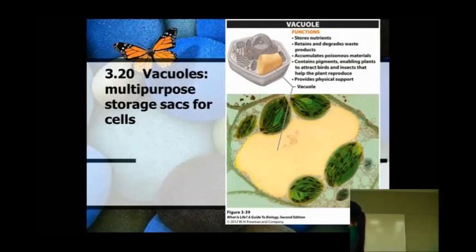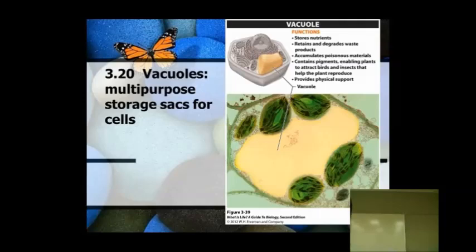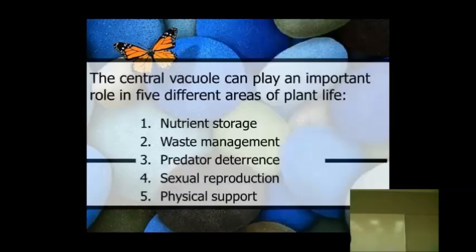They also help to provide physical support. The more packed it is with water, the tighter and more erect the plant stands up. So you can think of this as turgor pressure, like a big plant cellular water balloon. And it's huge. So the central vacuole can play an important role in 5 different areas. The first thing is that it stores the nutrients there. So a lot of times you hear, oh, you should eat your vegetables, it'll help you to get your vitamins. Well, the nutrients are stored within the vacuole of these plants.